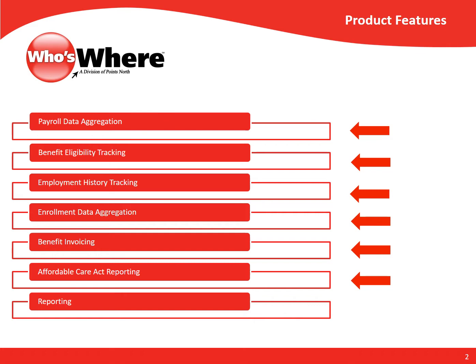The ACA Tracking and Reporting module covers all aspects of Affordable Care Act compliance requirements, including ongoing employee ACA eligibility tracking, affordability checking, 1095 form generation and mailing, and 1094 e-filing to the IRS.